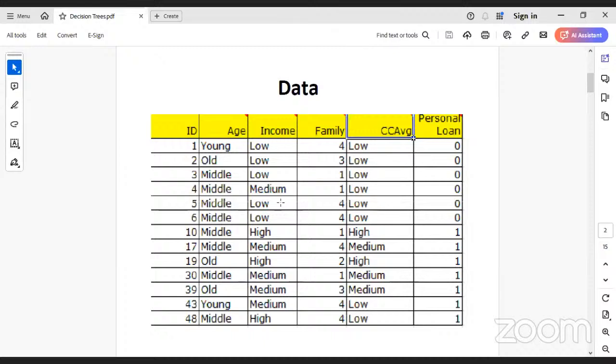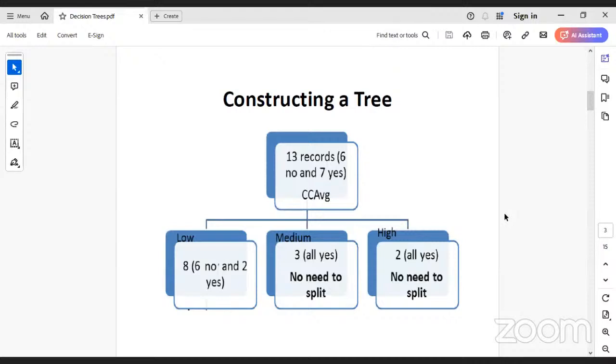How are these 13 records classified? Look into the personal loan column. The personal loan column has 13 records. Out of that, the first 6 records are 0, that is no, and the last 7 records are yes, that is 1. So these 13 records are classified into 6 no and 7 yes records. That is how the CC average total column is built.